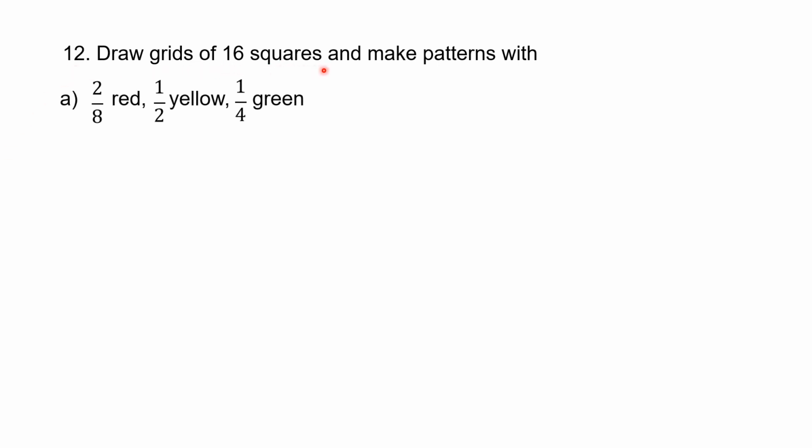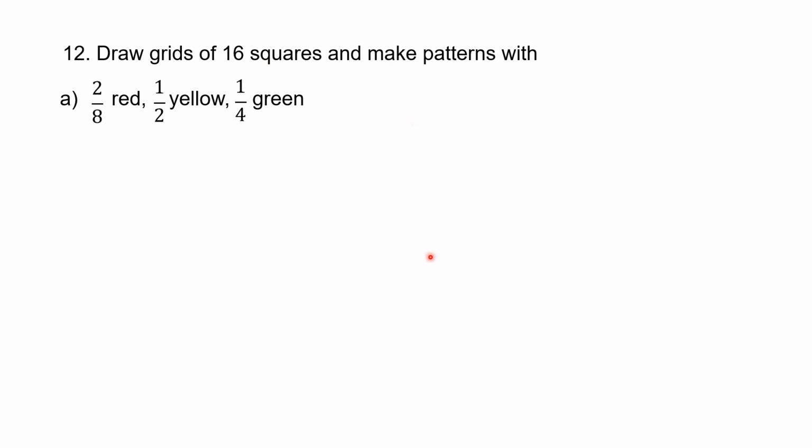Draw grids of 16 squares and make patterns with 2 by 8 red, 1 by 2 yellow, 1 by 4 green. First of all, we have to draw a square grid of 16 squares. Then 2 by 8 of 16 must be in red. Half of 16 squares must be in yellow. And 1/4 of 16 squares should be in green color.